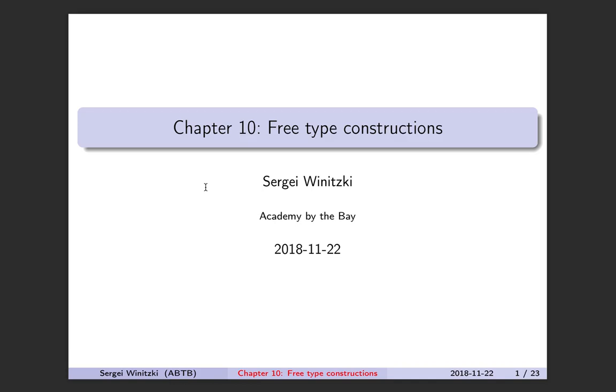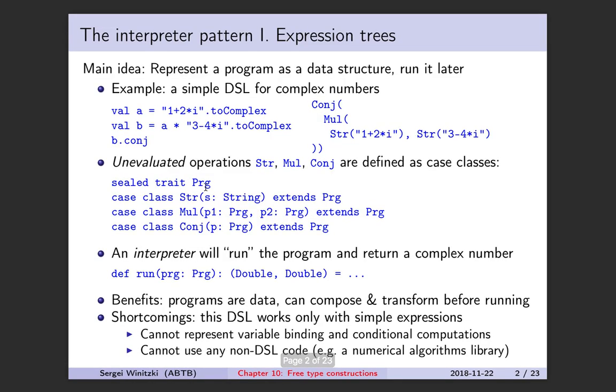Chapter 10 of the Functional Programming tutorial. The focus of this chapter is on free type constructions. To begin, let us consider the interpreter pattern.